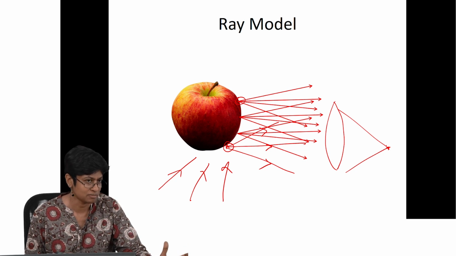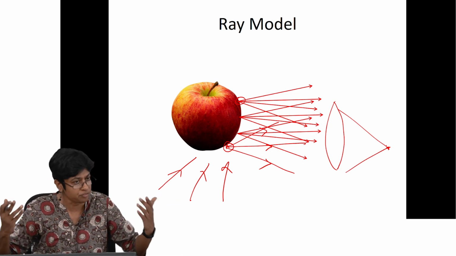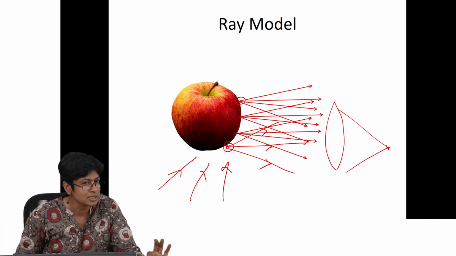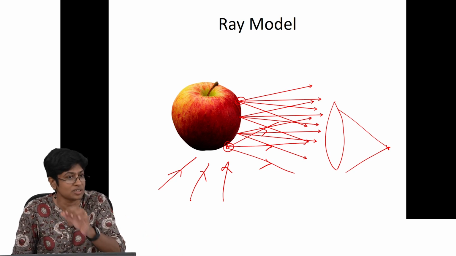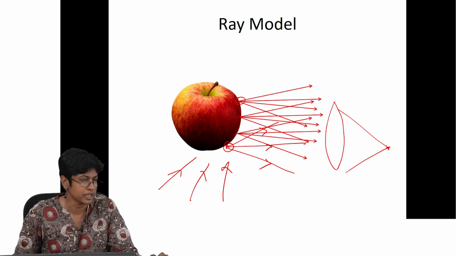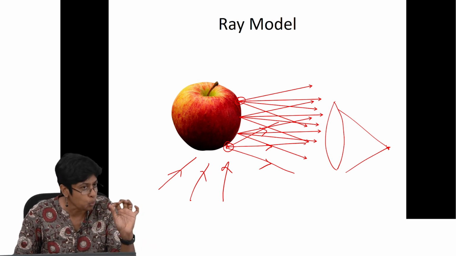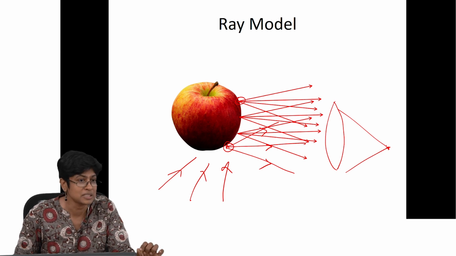It's impossible. I have a huge cone of rays that is being reflected off every point. So my optical system at best will capture some cone of rays, and we'll see the implications or the results of that. All the rays coming from one point on the object must be focused down to one point in the image, and this must happen for every point on the object.